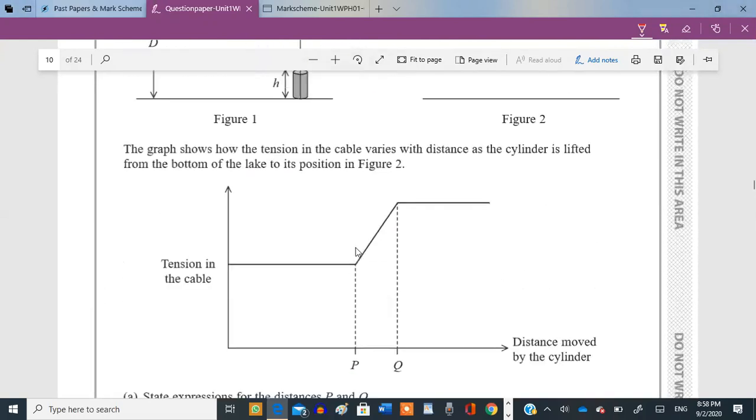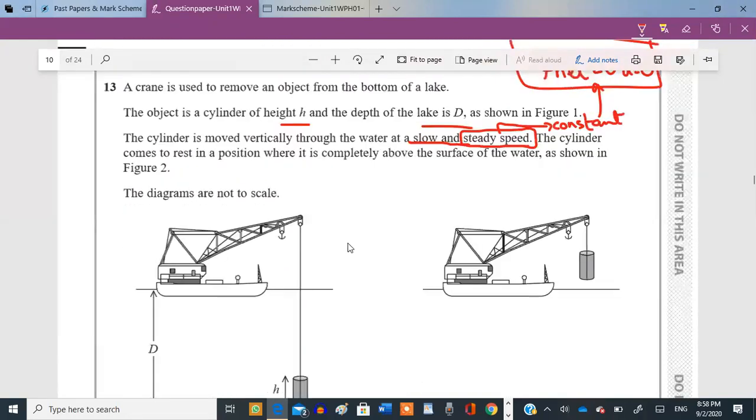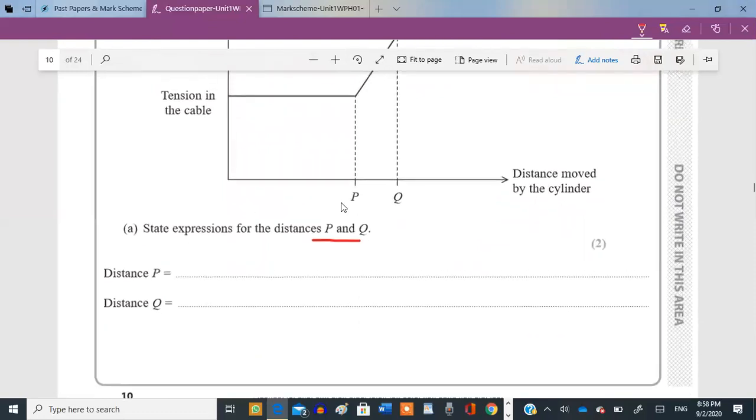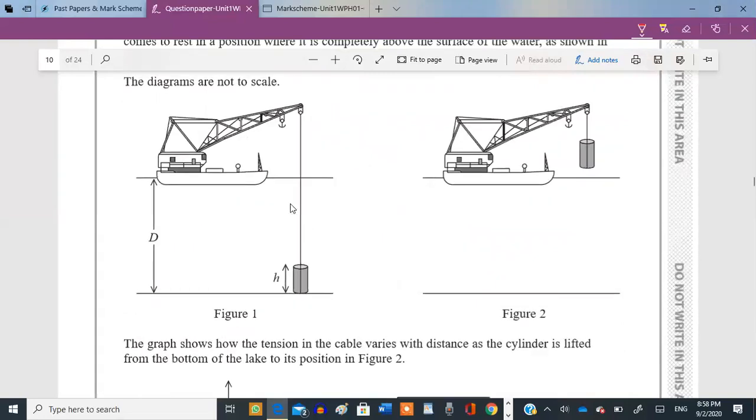Distance P. What is P? And this is Q. Distance moved expression. The P would be the distance of this cylinder as it is moving up through the lake, and then Q might be the distance as it goes above the ground. So Q, distance Q and distance P.